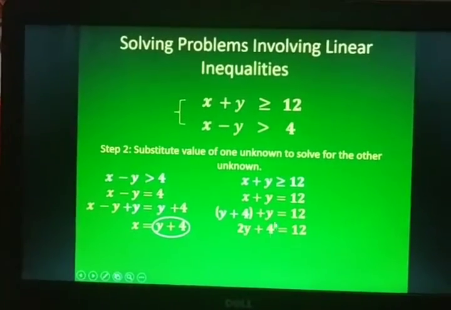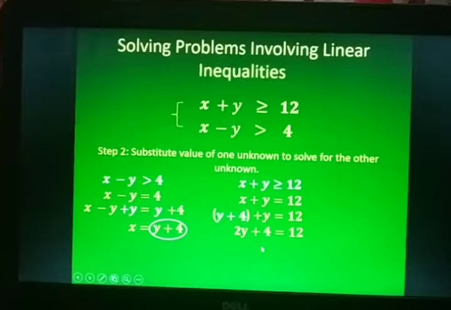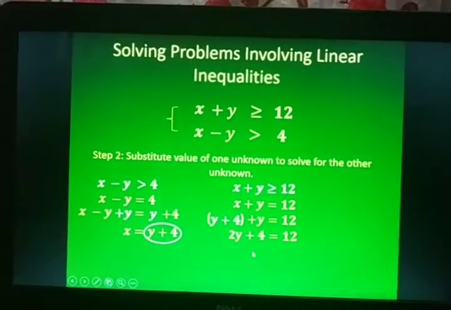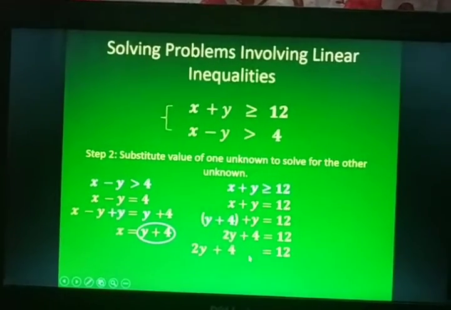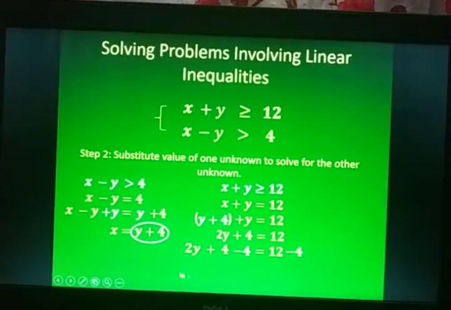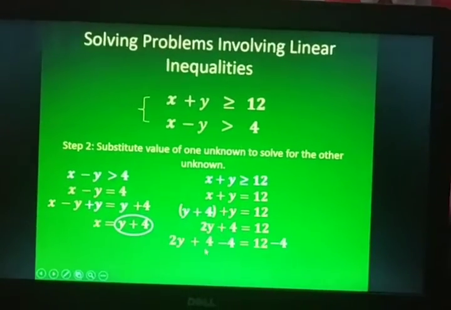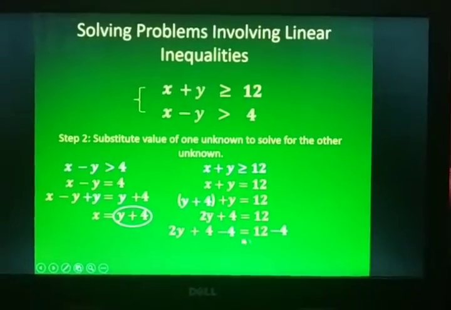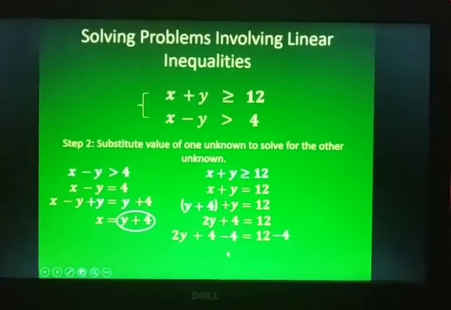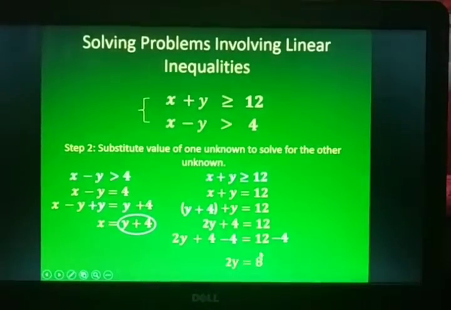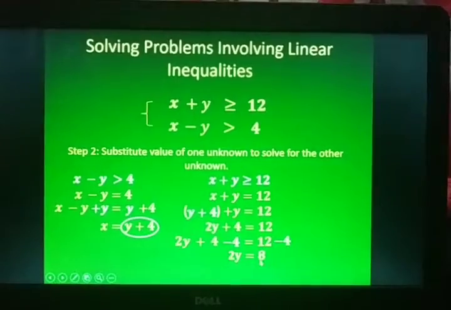Then I want to get rid of positive 4, so I'll add the additive inverse of positive 4, that's negative 4. Copy, then add the additive inverse, negative 4. So we have 2y plus 4 minus 4 equals 12 minus 4. 4 minus 4 becomes 0. So what will remain is 2y equals 8. 12 minus 4 is 8.